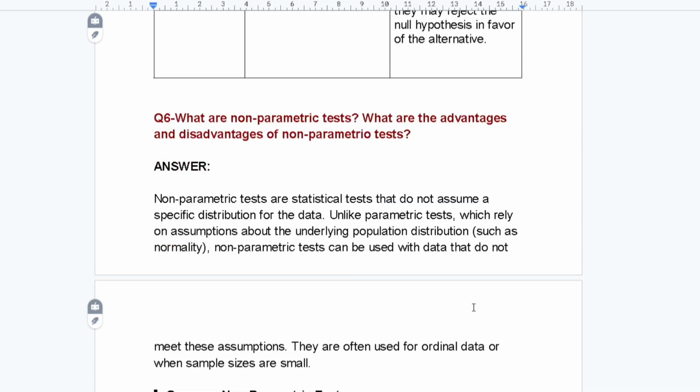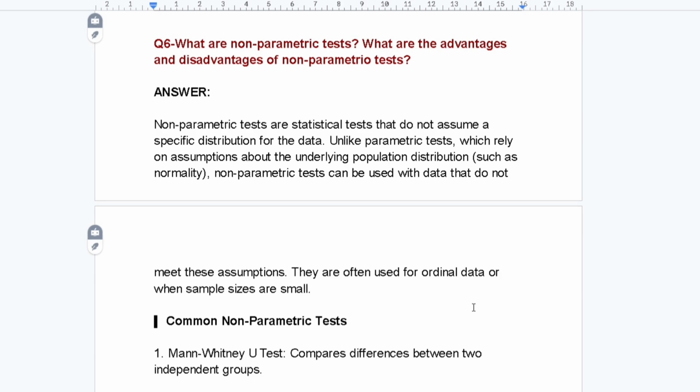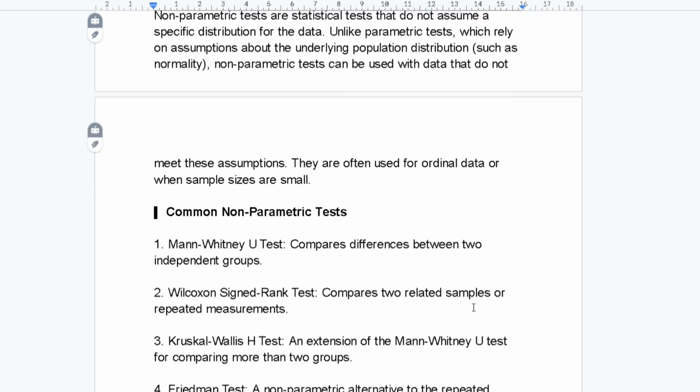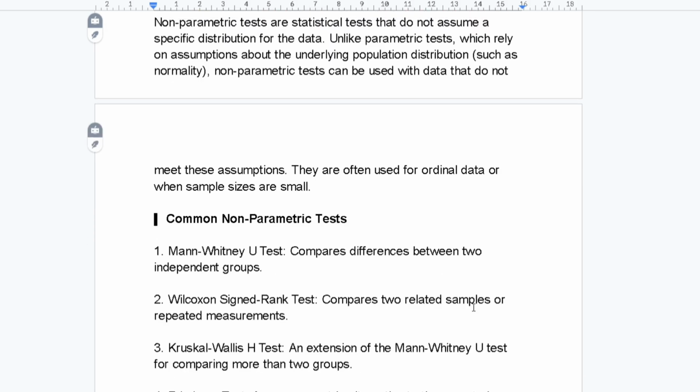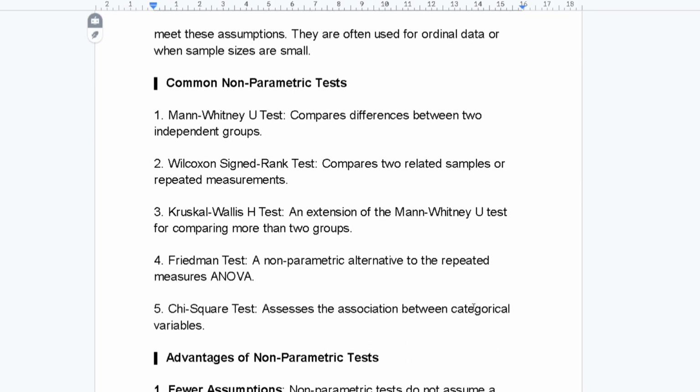Next is: what is a non-parametric test and what are the advantages and disadvantages? We had already covered its definition. It is a statistical test that does not assume a specific distribution of the data, unlike parametric tests, which rely on assumptions about the underlying population distribution, such as normal. Non-parametric tests can be used with data that do not meet these assumptions, and they are often used for ordinal data or when the sample size is small. So common non-parametric tools are given here.